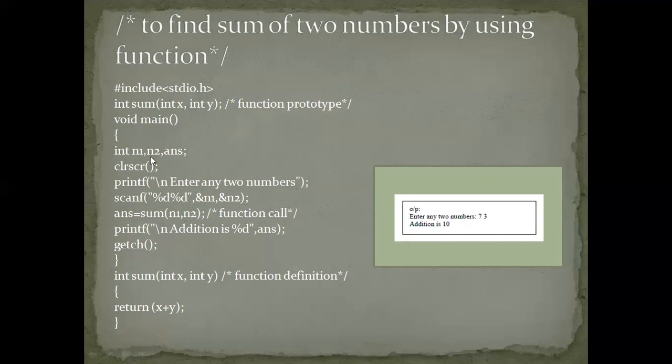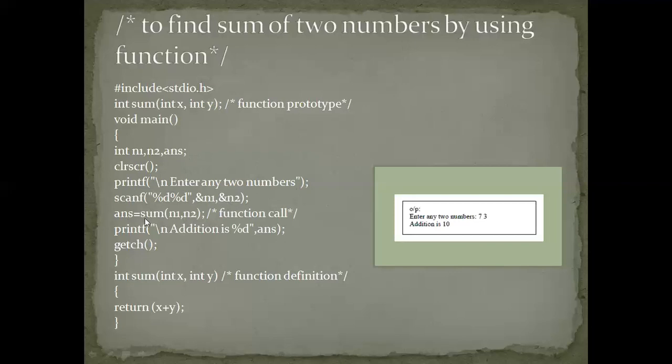Okay, so int n1, n2, answer. I have declared three variables here. So which operation am I performing? Sum operation. Of course I require two numbers or two variables. The two variables are n1 and n2. The result I'm going to store in an answer variable. That is why I have taken answer as well. Okay, clear screen. Then printf, enter any two numbers. I need to enter two numbers from the keyboard. So this scanf statement is for what? Reading the two numbers.